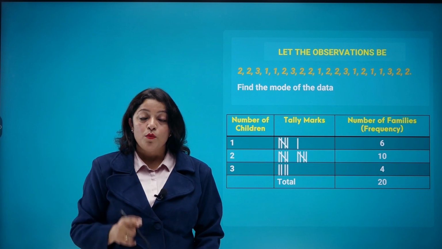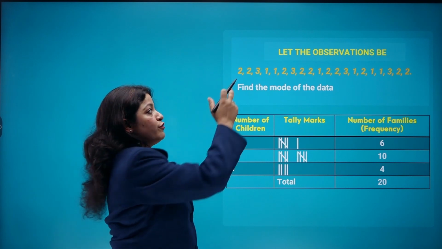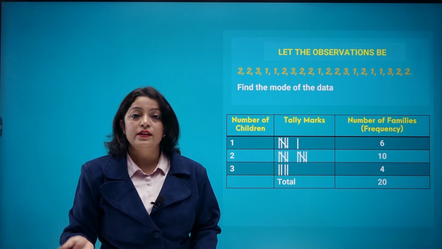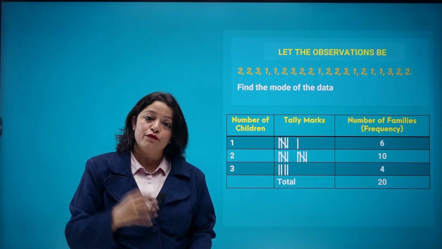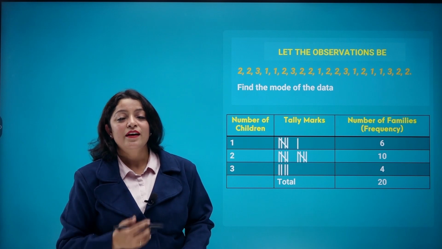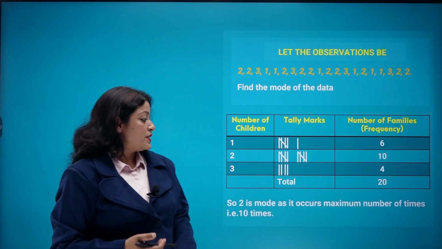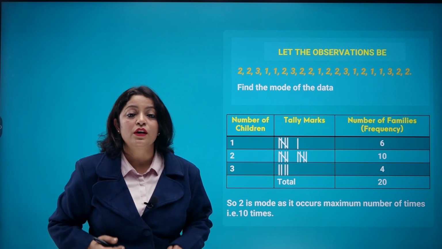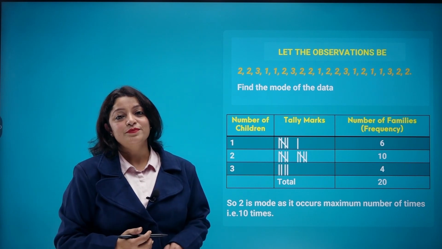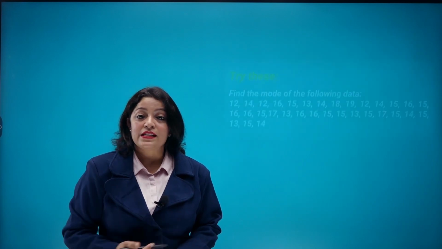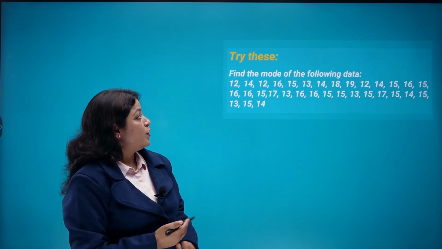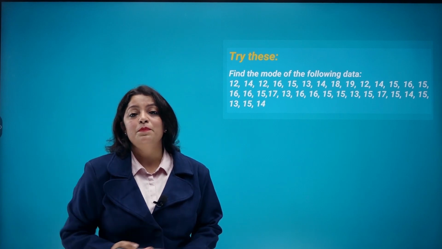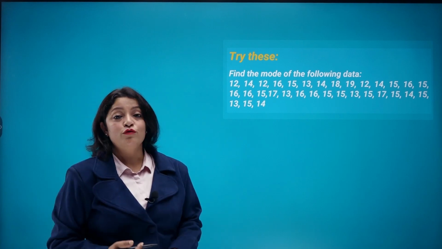Remember one thing, the mode of the data is from this particular set only. It cannot be outside the set of observations. It will always be from the set of observations which is given to us. Now we see here 2 is repeated the maximum number of times, that is 10 times. So 2 is the mode here. Now the next set here is, you can try this question to find the mode of the following numbers. Just keep practicing and find the mode for this data.